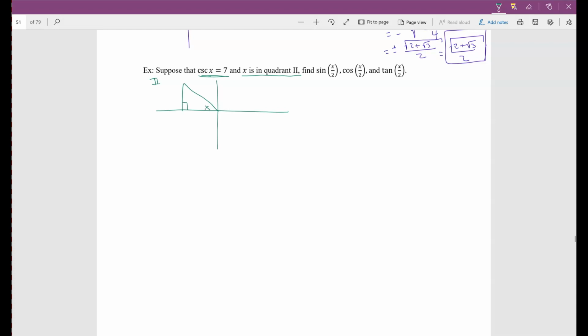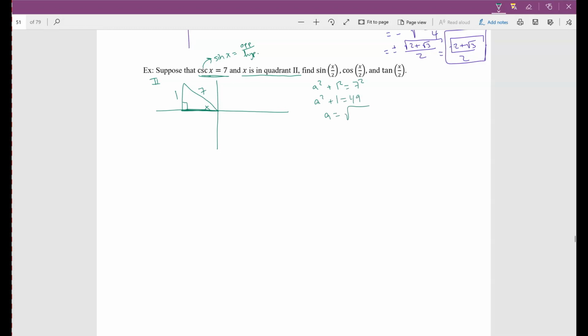Here is x. Now, cosecant is the reciprocal of sine. Sine is the opposite over the hypotenuse, which means that cosecant is the hypotenuse over the opposite. So in this case, it's going to be 7 over 1. That's the cosecant. Now we have to figure out this bottom part. Using the Pythagorean identity, we get a squared plus 1 squared equals 7 squared, so a squared plus 1 equals 49.